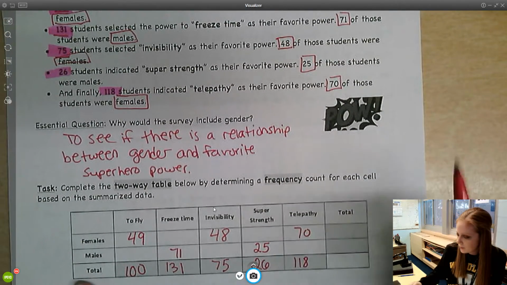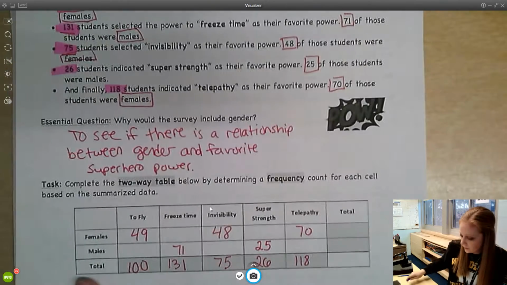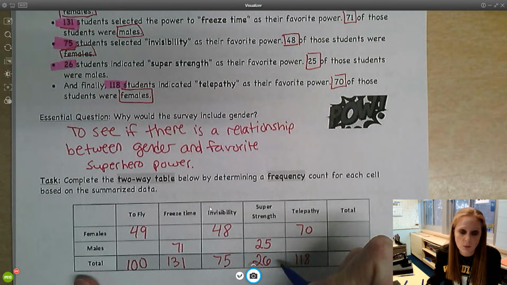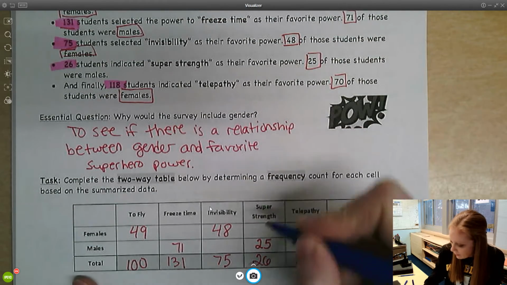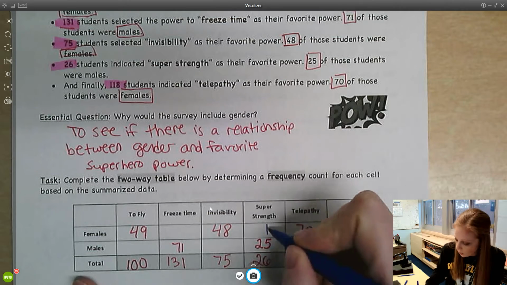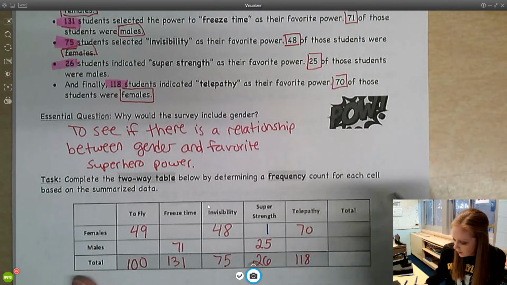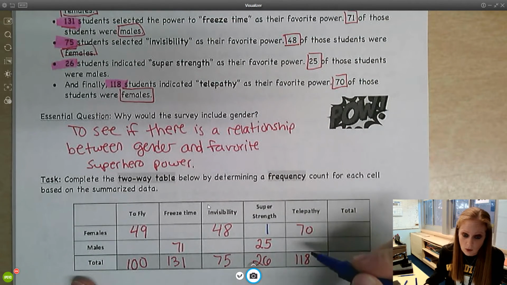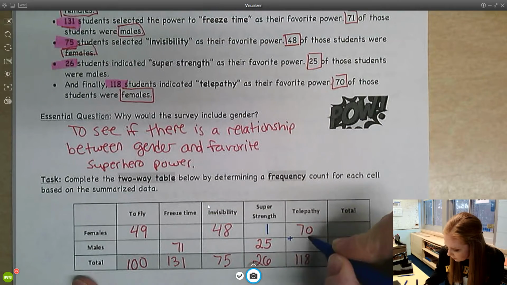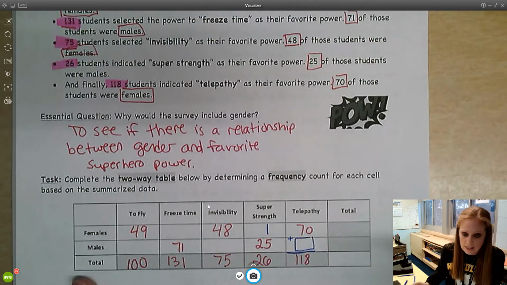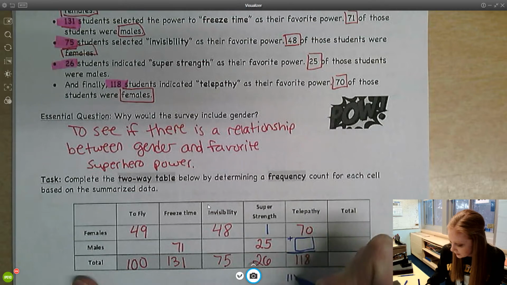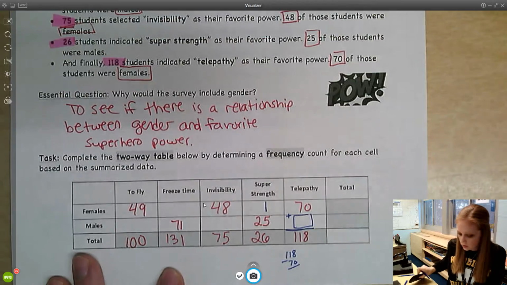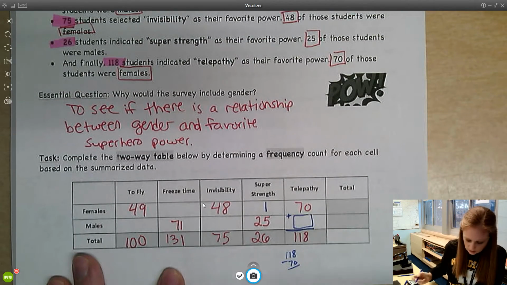Okay, so now we want to look at what the missing pieces are. So I'm going to use a different color here. I'm going to start with super strength because I think that's the easiest. If there were 26 total students who picked super strength, and if 25 of them were male, that means that only one of them must have been a female. 1 plus 25 is 26. Telepathy, 70 were females, so how many males? So it's like thinking 70 plus what equals 118. So you can do 118 minus 70 to figure that out. And we will just use a calculator for these. 118 minus 70 is going to give you 48.